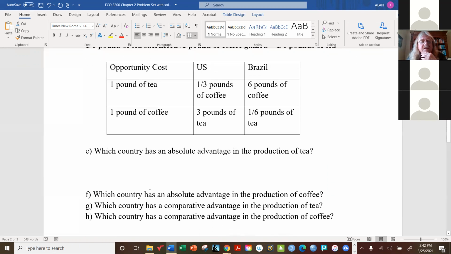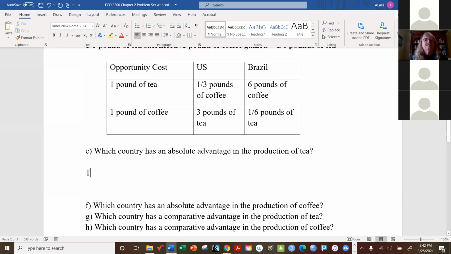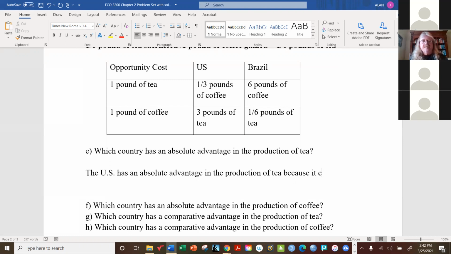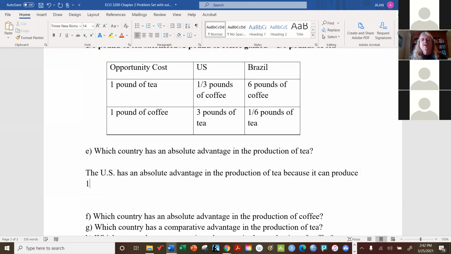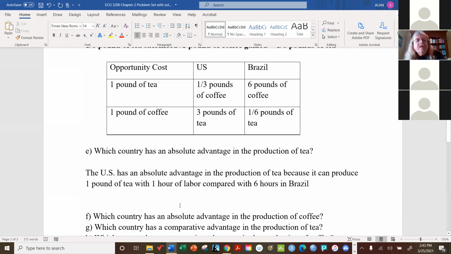Okay, so we'll say that the US has an absolute advantage in the production of tea because it can produce 1 pound of tea with 1 hour of labor compared with 6 hours in Brazil. Okay, so we know that the US has the absolute advantage there.